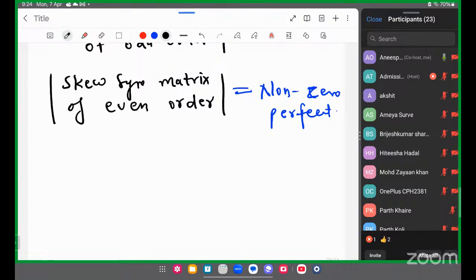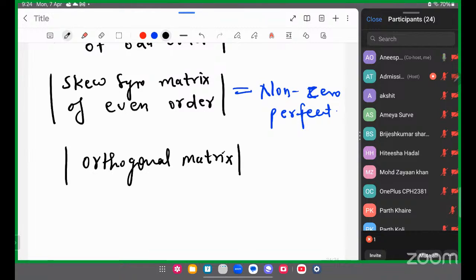Next we have determinant of an orthogonal matrix. So this will be either +1 or -1. Determinant of an orthogonal matrix is either +1 or -1. Understood?